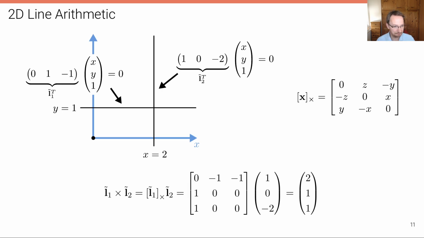Here's an example. So here we have two lines. One line that is characterized by the equation y equals 1, and another line that's characterized by the equation x equals 2.